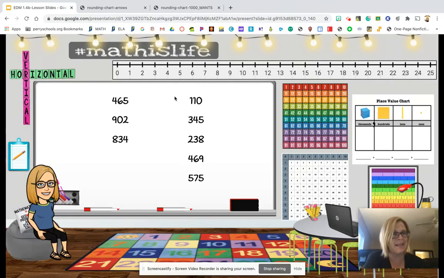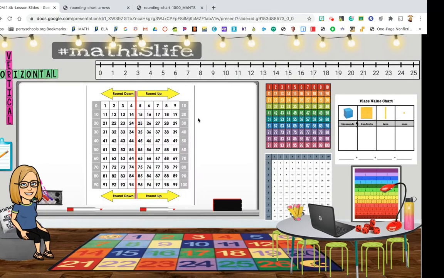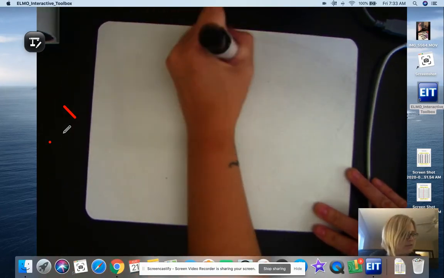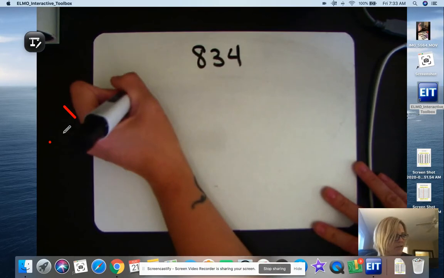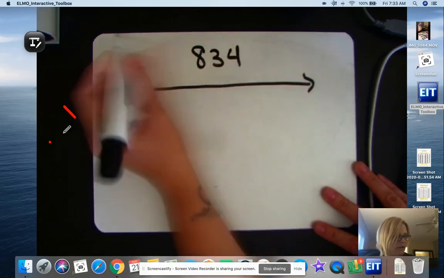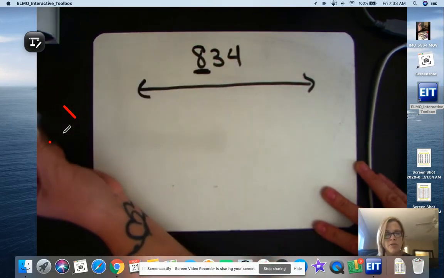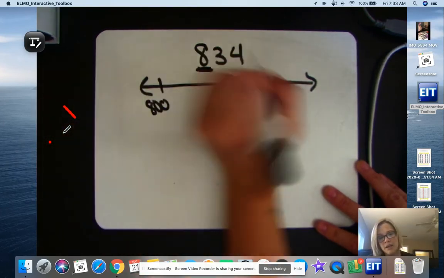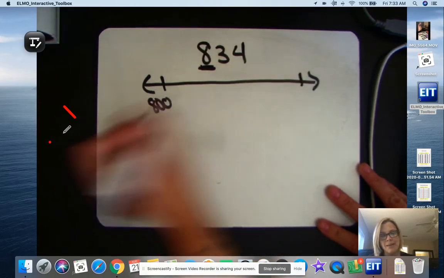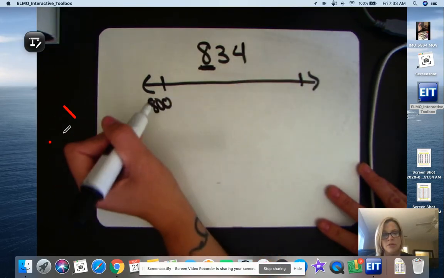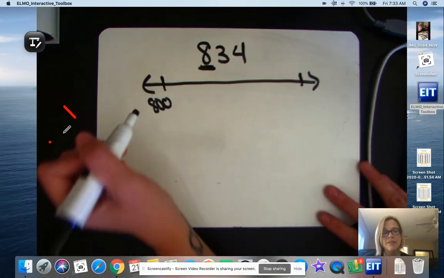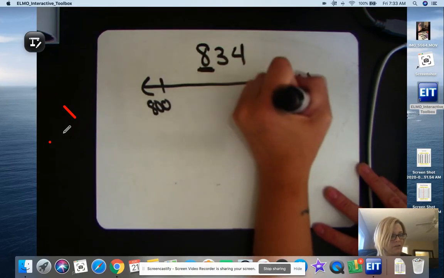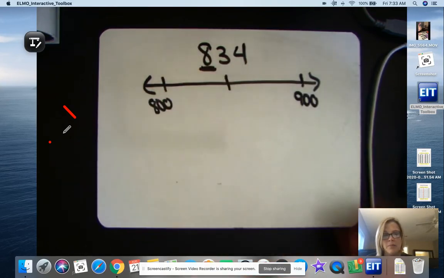Okay, the next one was 834. So I've got 834. I'm going to set up my number line. Got my hundreds, so I know my first benchmark will be 800. The next 100 bigger is going to be 900. So I'm going to count 100, 200, 300, 400, 500, 600, 700, 800. The next 100 is 900. Right in the middle is going to be that 50.